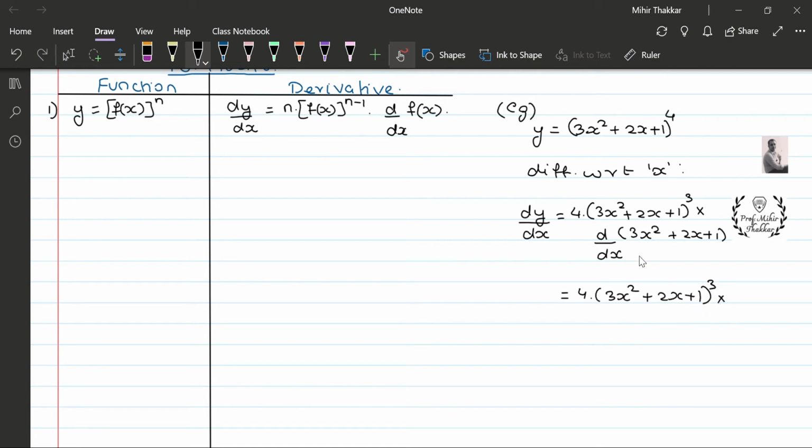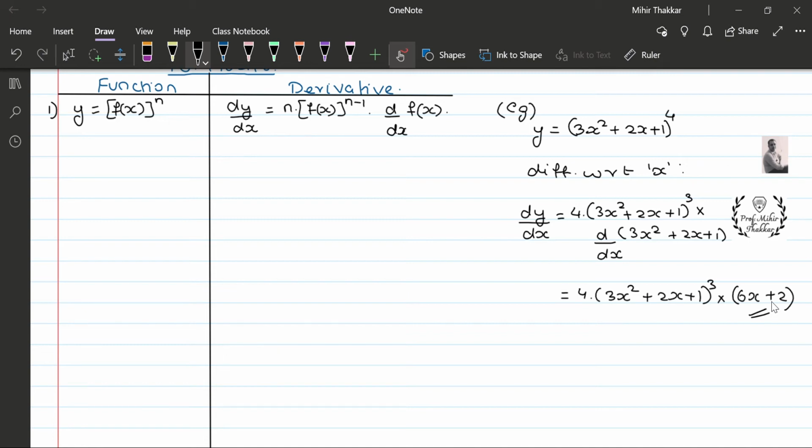And when I multiply with the derivative of 3x square, it is 3 into 2x, which is 6x. And the derivative of 2x is just 2 into 1, that is 2. The derivative of 1 is 0, so we can ignore that. So our final answer comes out to be 4 into 3x square plus 2x plus 1, the whole cube, multiplied by the derivative of this, which is 6x plus 2. So that is about the application of your first formula.